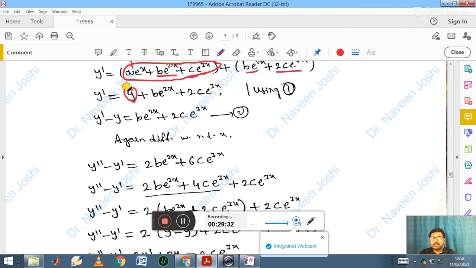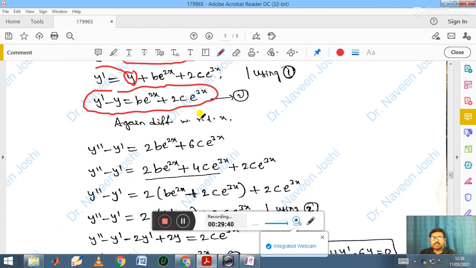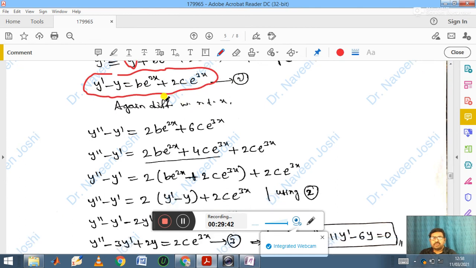Then if you send this y to the LHS side, it becomes y dash minus y equals b e power 2x plus 2c into e power 3x. You go for one more differentiation. LHS side y double dash minus y dash equals, e power 2x differentiation is 2 into e power 2x, and here e power 3x differentiation gives 3 into e power 3x. 3 into 2 gives 6 here.